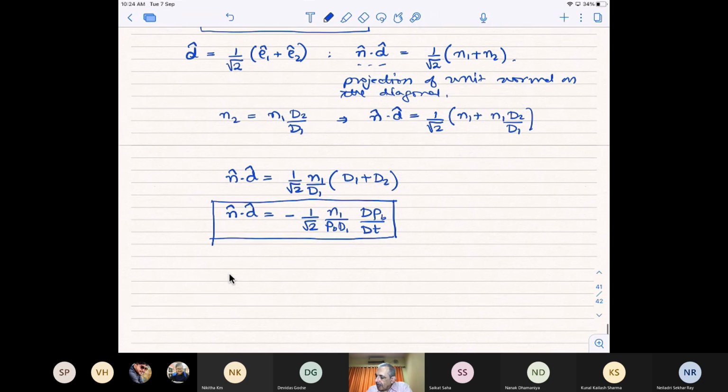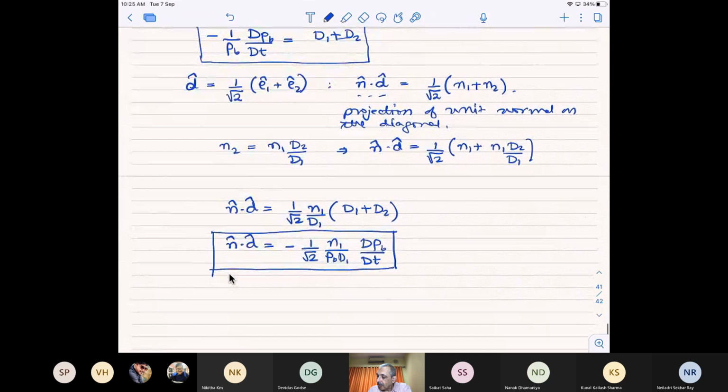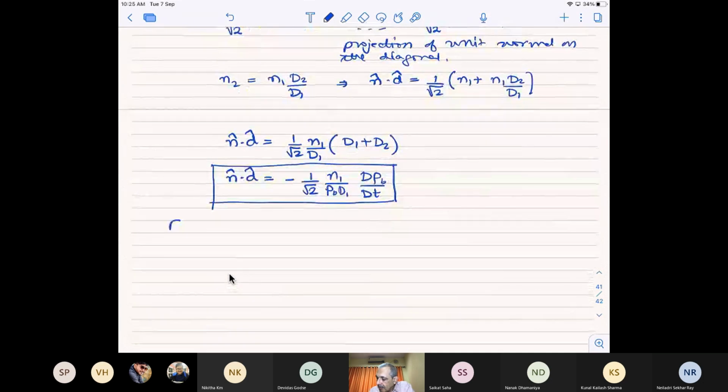So here, what we want to know is at what point do we reach the critical state? Now, for the critical state, we must have the condition that the rate of change of density must be equal to 0. So what does that mean? That means we come to a geometrical condition that n dot d is equal to 0.